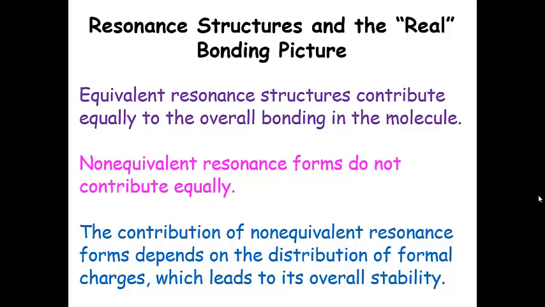And so we're going to find out how to determine which distribution of formal charge in the molecule leads to the overall most stable picture. And that's the one that's going to contribute most to the overall bonding. And generally, we call that the preferred Lewis structure. So the one that has formal charges minimized and is closest to the real bonding picture in the molecule.